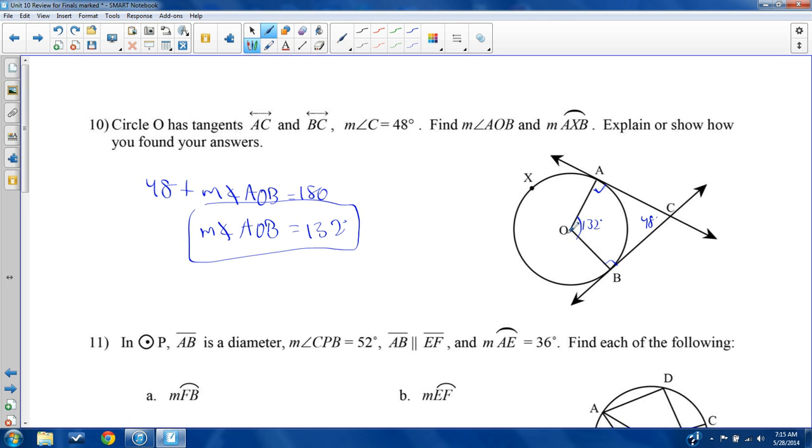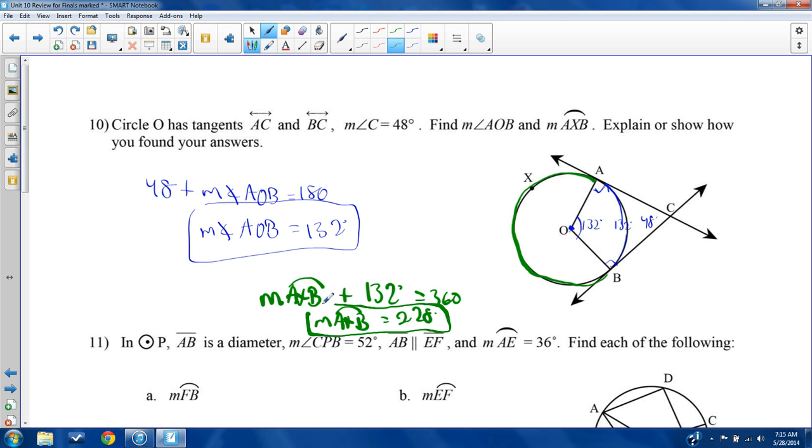Now this is circle O, so the O is at the center. This is a central angle. If the central angle is 132, then its intercepted arc is also 132. So this is 132. Now they're asking you to find the measure of arc AXB, this major arc. Well, this plus this equals 360. So measure of AXB plus 132 degrees equals 360. Subtract 132 from both sides. Measure of arc AXB equals 228. 228 degrees. I could have given myself more room there. But yeah, this whole thing is 228.